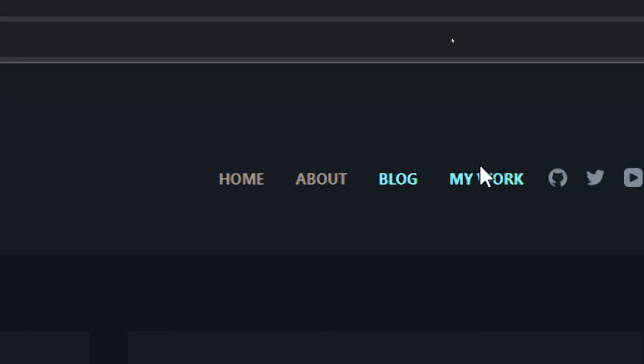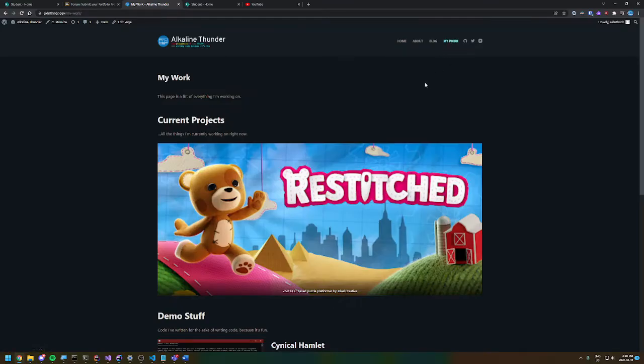Then we go to my portfolio, or my work in the navigation bar, and there you go, right there. Say hello to Stuffy, Restitched, and Trixel Creative and all that stuff. Front and center.